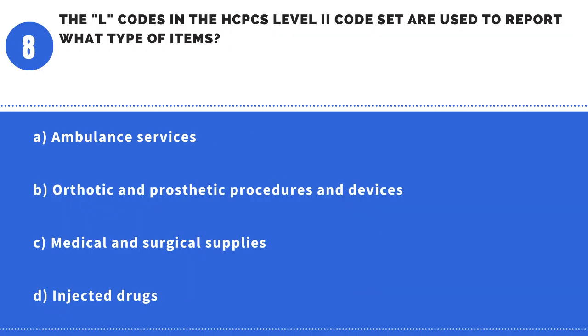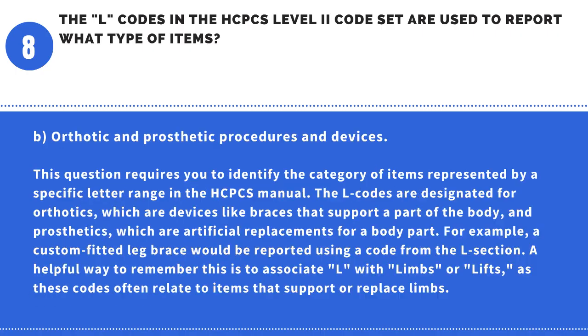Question 8. The L codes in the HCPCS Level 2 code set are used to report what type of items? A. Ambulance services. B. Orthotic and prosthetic procedures and devices. C. Medical and surgical supplies. D. Injected drugs. Answer: B. Orthotic and prosthetic procedures and devices.